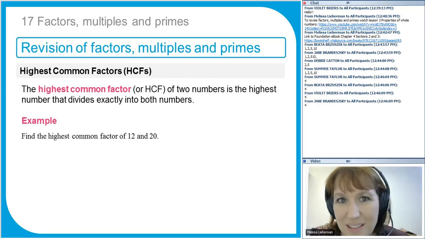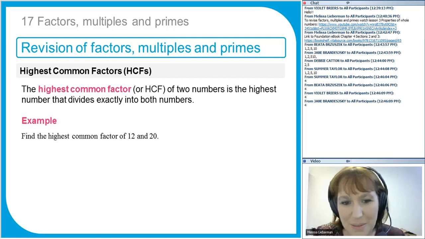So I know that 2 is a factor of both those numbers because they're both even numbers, but there's a bigger number that goes into both those numbers.